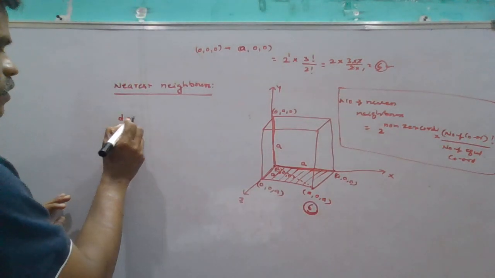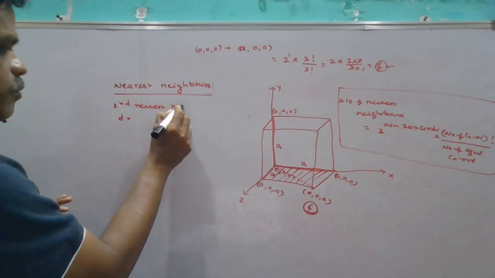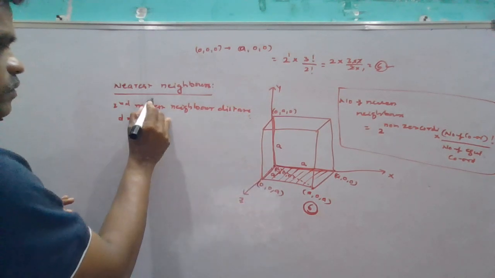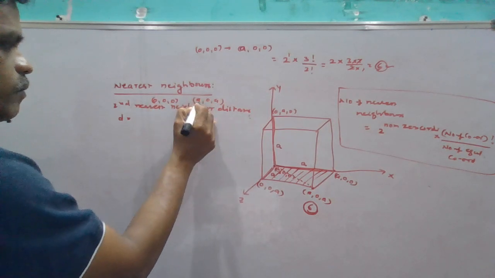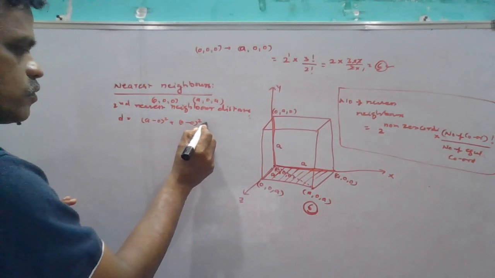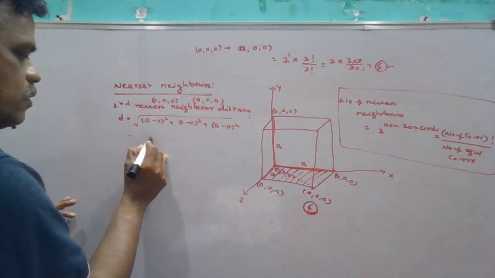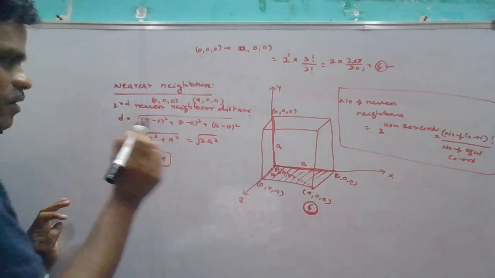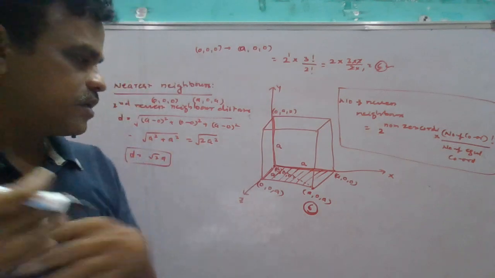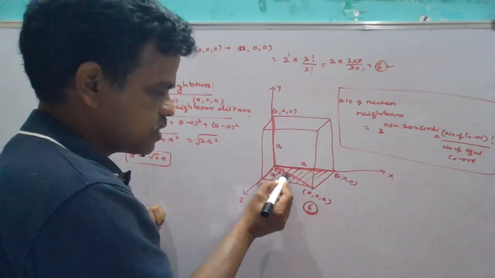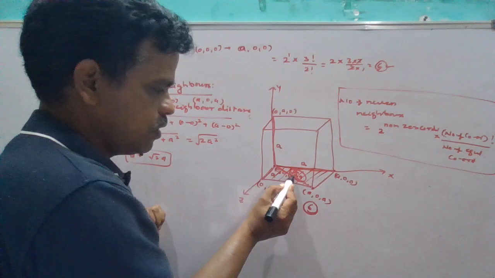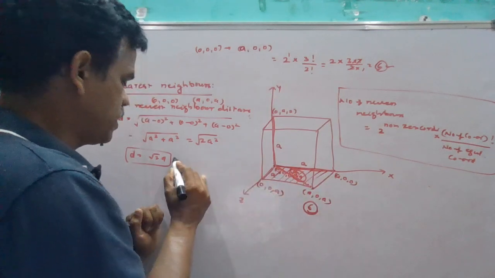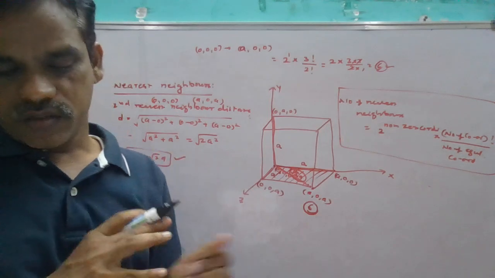So I want to calculate the second nearest neighbor distance D. See what the points are here: 0 0 0 and A 0 A. So A minus 0 whole square, 0 minus 0 whole square, A minus 0 whole square. So that is under root A square plus A square, 2A square, so root 2 A. So we calculated the second nearest neighbor distance. This distance is nothing but root 2 A. A is the first nearest neighbor distance, and root 2 A is the second nearest neighbor distance.